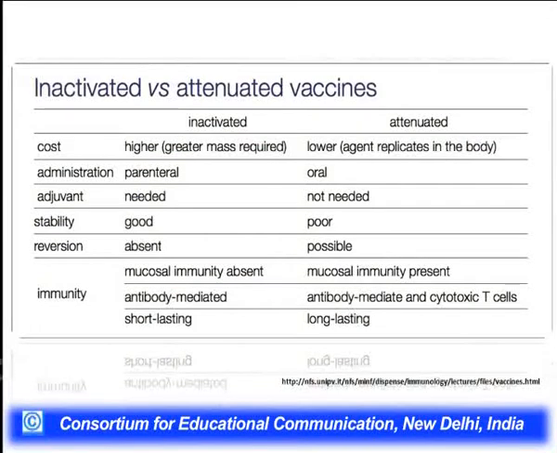Then, regarding immunity, mucosal immunity is absent in the case of the inactivated, while the attenuated form is much more effective in eliciting the immune response. So there is mucosal immunity present. Now the antibody-mediated response and the cytotoxic T cells are present. So the immunity in the case of the inactivated is short lasting, while in the case of the attenuated it is long lasting.